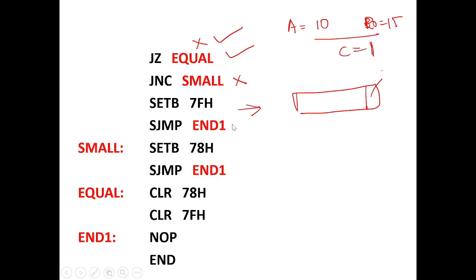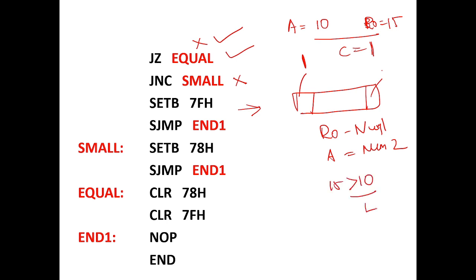So our program is correct. Right. That means this MSB will become set. So because we know that R0 will be considered as number 1 and A is number 2. That means your 15 is greater than 10. That means I need to set MSB as 1. The MSB location is 7F. So that's what we are doing. Right. Then short jump end 1. So you need to come here.